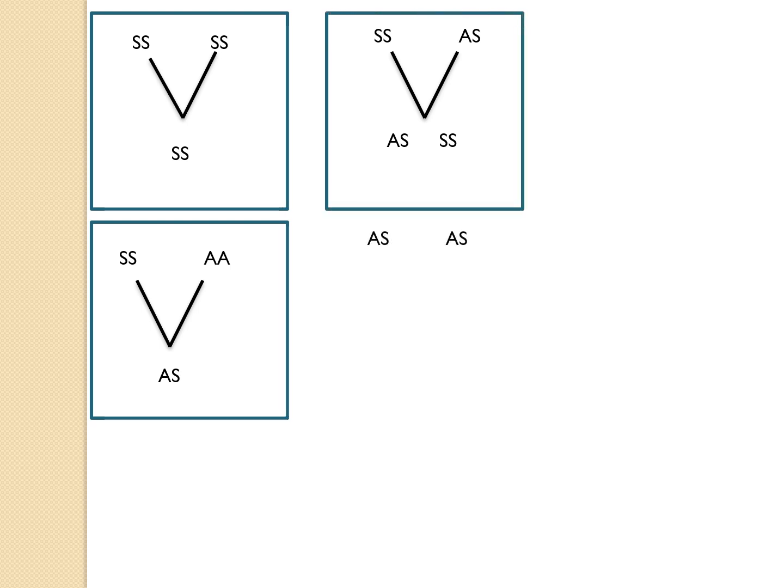And what is the fourth condition? If both are carriers, then what? If both are carriers, then 25% will be sufferers, 25% will be carriers, and 25% will be normal.